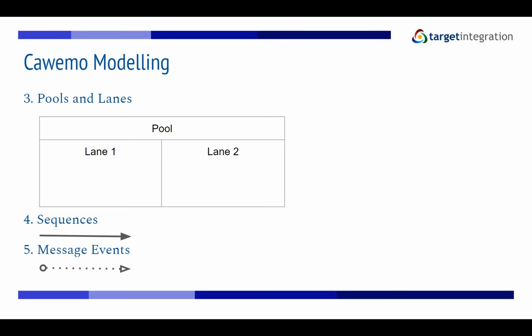Pools can be subdivided into lanes. The lanes represent business units such as departments within a company or business roles such as customer, buyer, seller, etc.